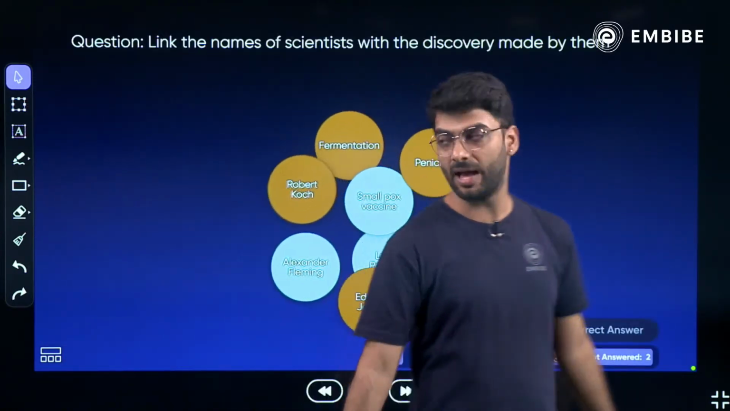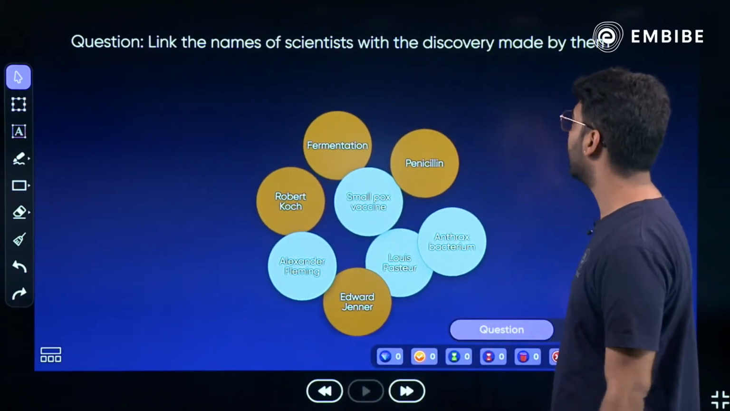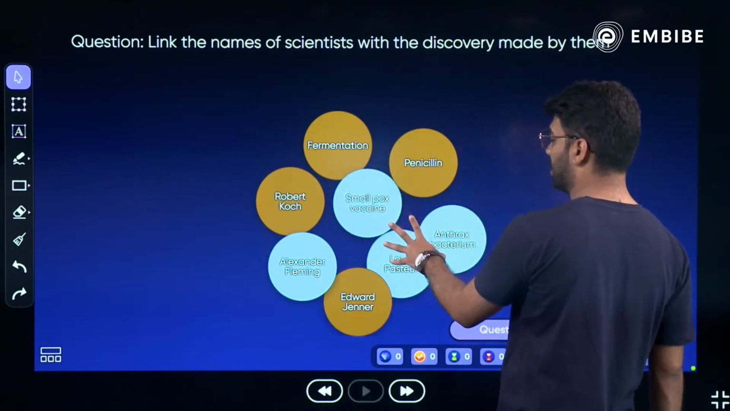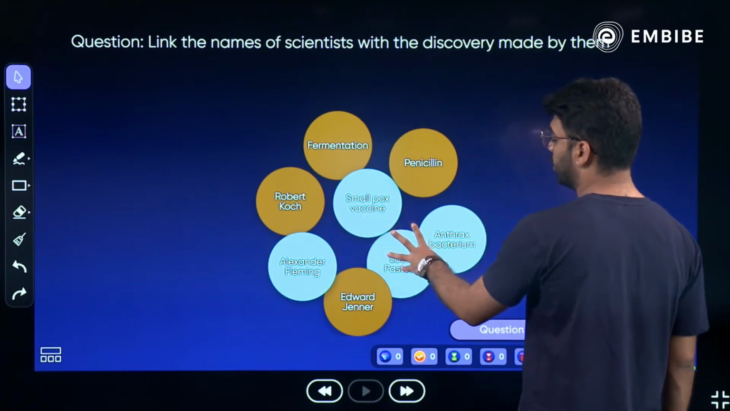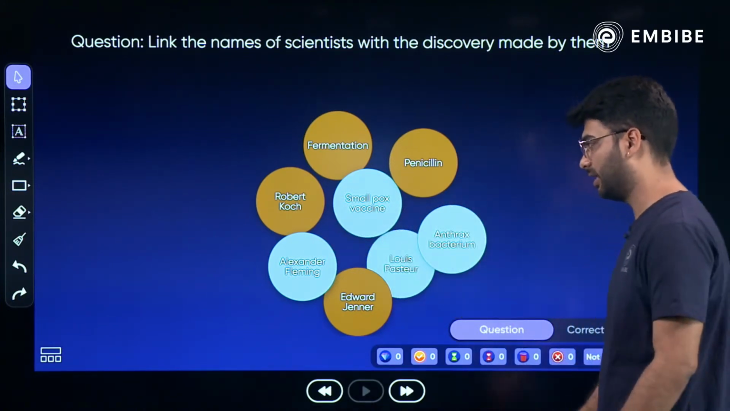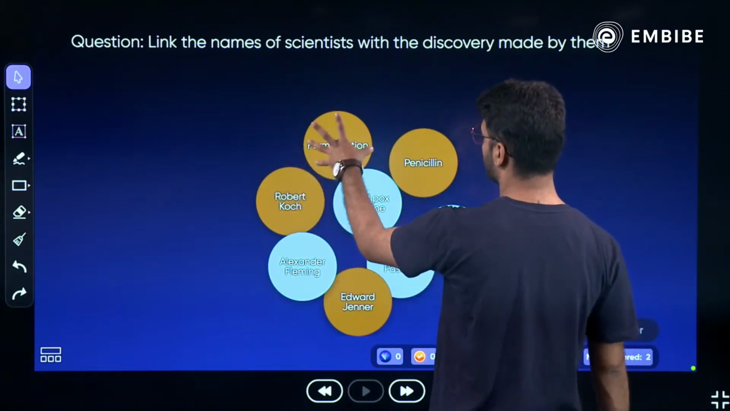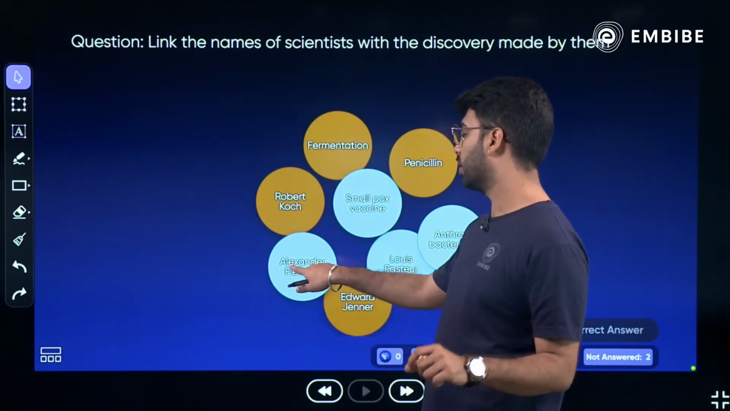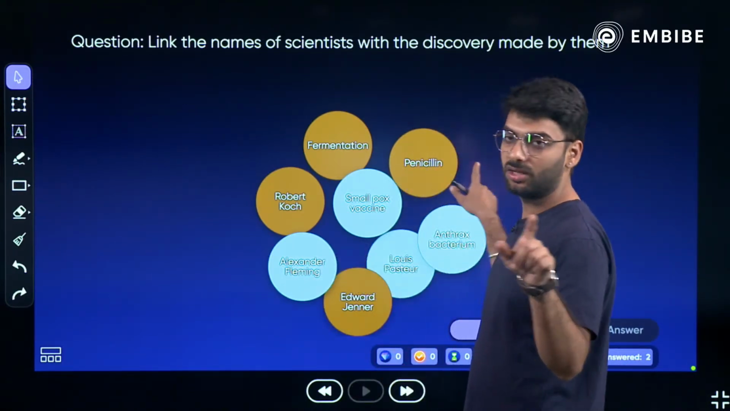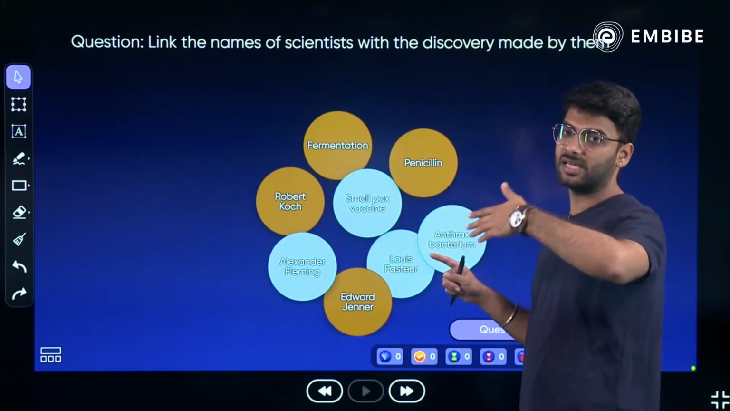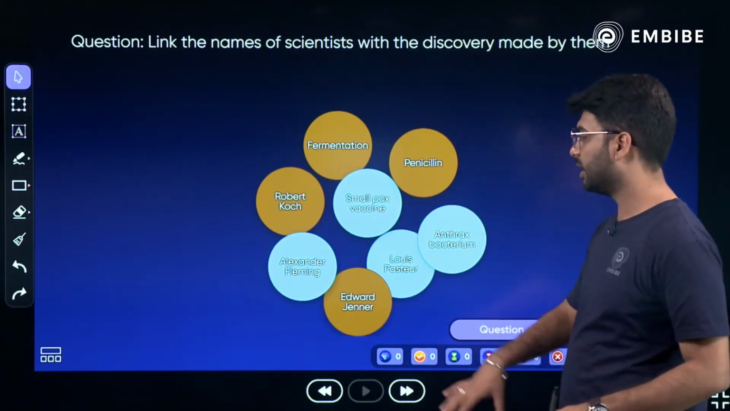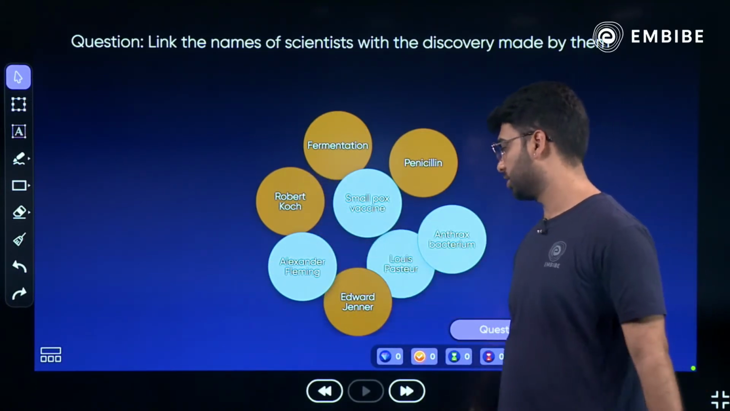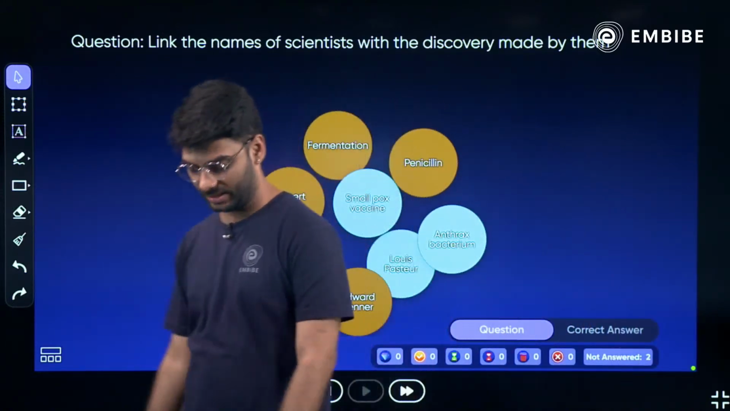चलिए, अगला सवाल है आपके पास कि link the names of scientists with the discovery made by them. तो हमारे पास है स्मॉल पॉक्स वैक्सीन, हमारे पास है अलेक्जेंडर फ्लेमिंग, हमारे पास है लुई पैस्चर और हमारे पास है एंथ्रैक्स बैक्टीरिया. सो एडवर्ड जेनर, रॉबर्ट कॉश, फर्मेंटेशन, पेनिसिलिन. यू कैन टेल मी इन शॉर्ट ऑल्सो. जैसे अलेक्जेंडर फ्लेमिंग, यू कैन राइट अलेक्जेंडर पेनिसिलिन. सो आई विल डू द कनेक्शंस. सो राइट योर आंसर्स इन द चैट एंड आई विल डू द कनेक्शंस फॉर यू. ठीक है? सो वी हैव गॉट अलेक्जेंडर फ्लेमिंग, रॉबर्ट कॉश, एडवर्ड जेनर एंड लुई पैस्चर. Very easy this one is.